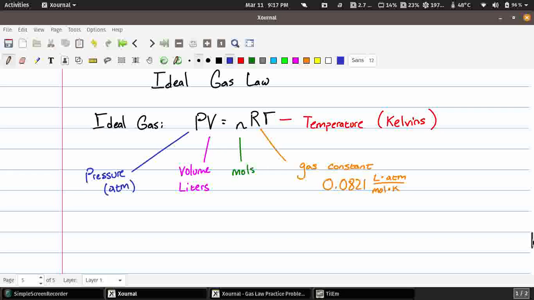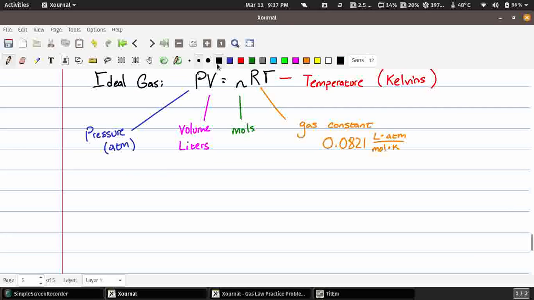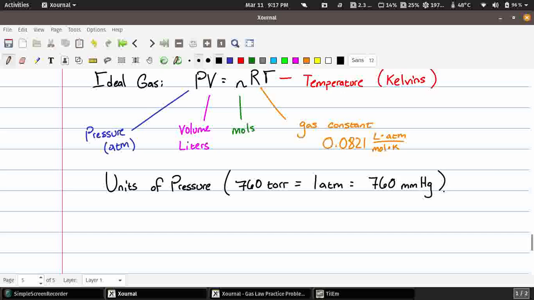All right. Now, how would we use this? Actually, first let me go over some common pressure units. Units of pressure that are commonly used, and I'm going to put it in an equation: 760 torr equals 1 atmosphere equals 760 millimeters of mercury. So these three are commonly used values for pressure that you're going to have to convert between depending on the problem.